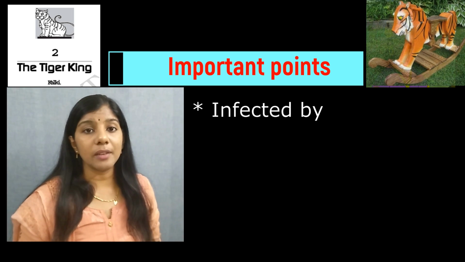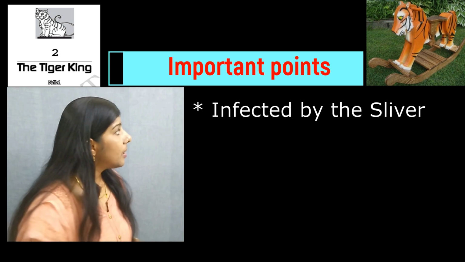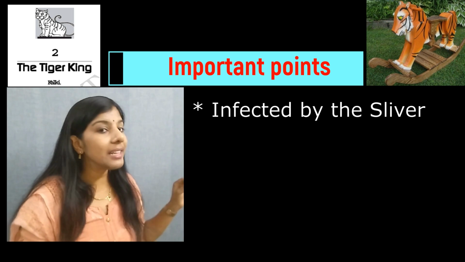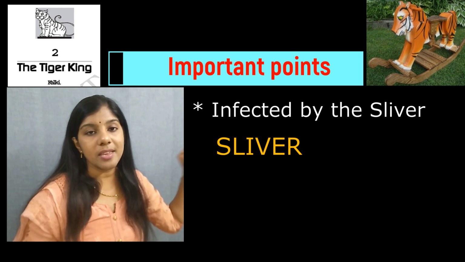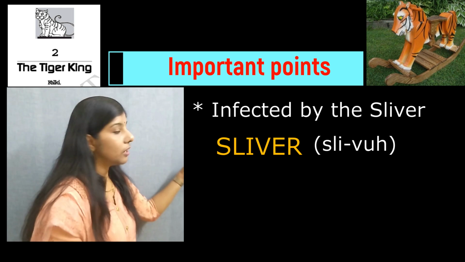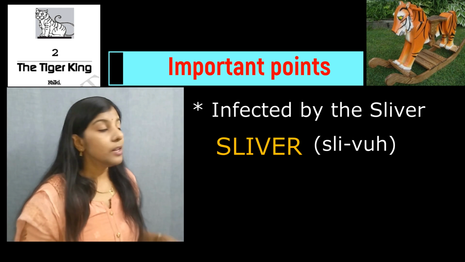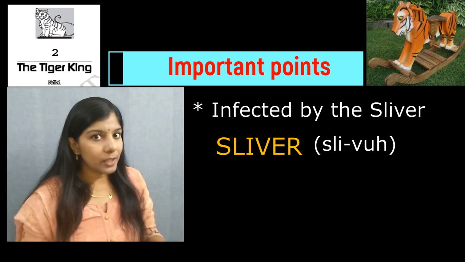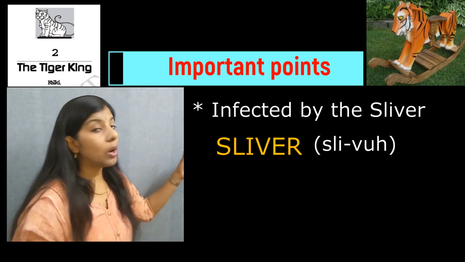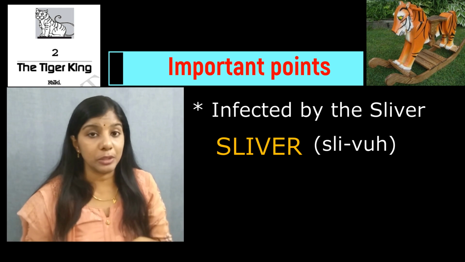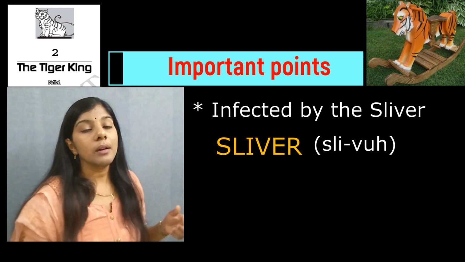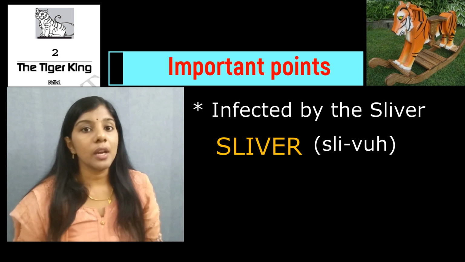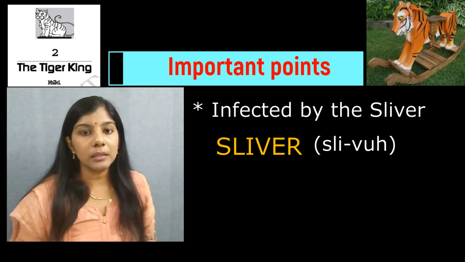While playing with his son with this wooden tiger, Maharaja got hurt with a tiny sliver, S-L-I-V-E-R, which is pronounced as sliver. Sliver is actually a tiny, narrow, pointed piece of any object. So Maharaja got hurt with a sliver of wood, and this badly hurt him.